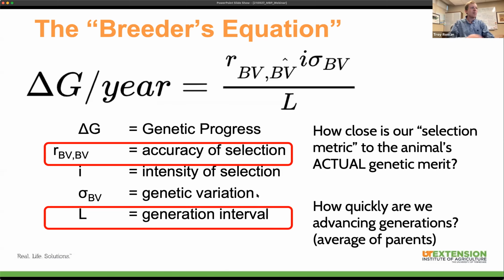And the last thing that we'll talk about as we move on here is generation interval. So this is an important one, right? How quickly are we advancing generations? Are we bringing new parents in? And this has a really big effect on traits that aren't able to be measured until later on in life. And we'll mention that in just a couple of slides. But this idea of identifying animals that are genetically superior sooner allows us to decrease this generation interval and make genetic progress faster.